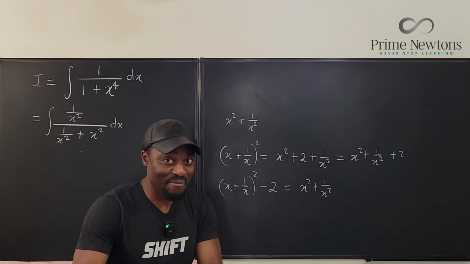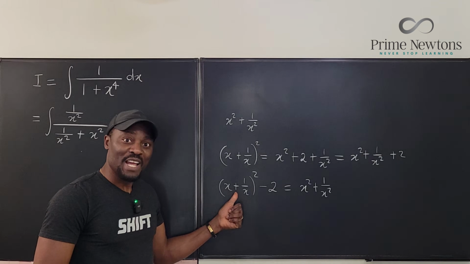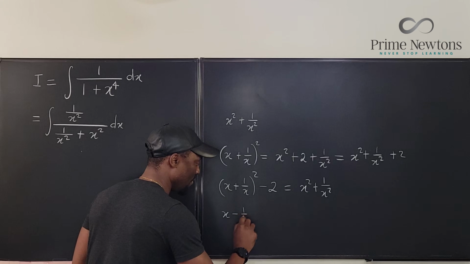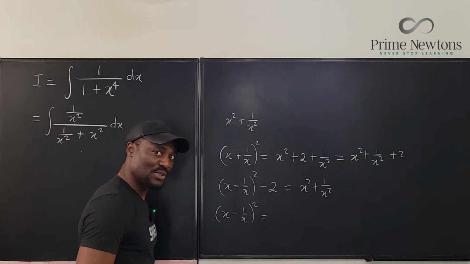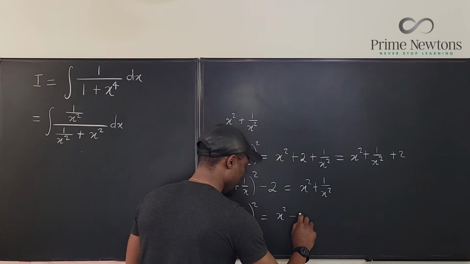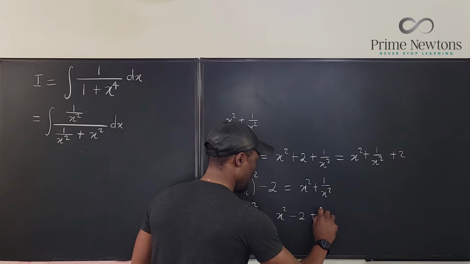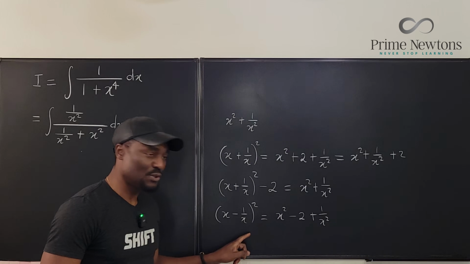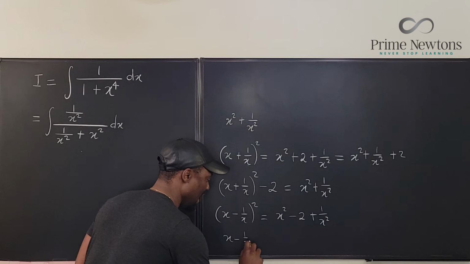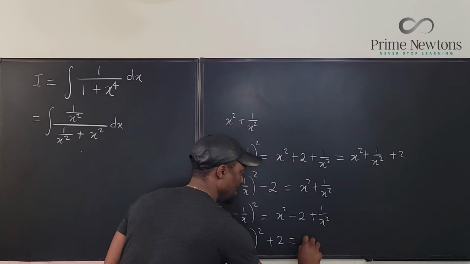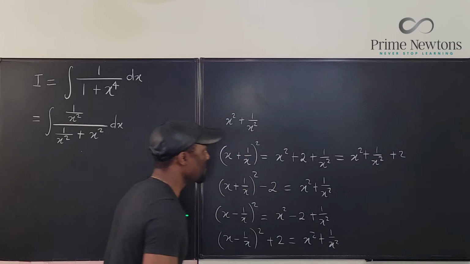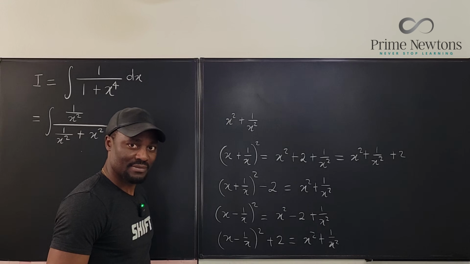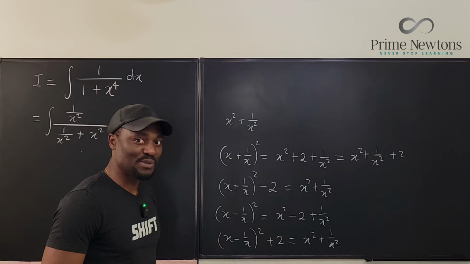Now, the tricky thing about this is that instead of using x plus 1 over x, instead of what I did here, you could also do x minus 1 over x. Guess what you're going to get? You're going to get x squared minus 2 plus 1 over x squared. So our x squared plus 1 over x squared shows up again. However, if you move this 2 over here, you're going to have x minus 1 over x, squared, plus 2 is x squared plus 1 over x squared. So this guy here can either be represented as this or as this. You choose. How can we choose?